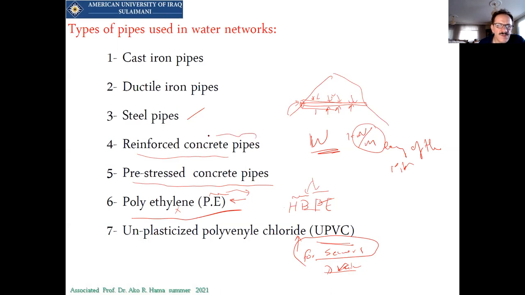Now, reinforced concrete pipe also, sometimes we are using this kind of pipes when we have a very high diameter of the pipes, for example, 3 to 4 meters diameter. So what should we do if we need a pipe of 3 meters diameter? You can't have a cast iron pipe, a ductile iron pipe, or steel pipe, even polyethylene pipes in this diameter. So what we will do, we will cast the concrete in that area, put the reinforcement, and make a pipe cast in place. It will be constructed inside.